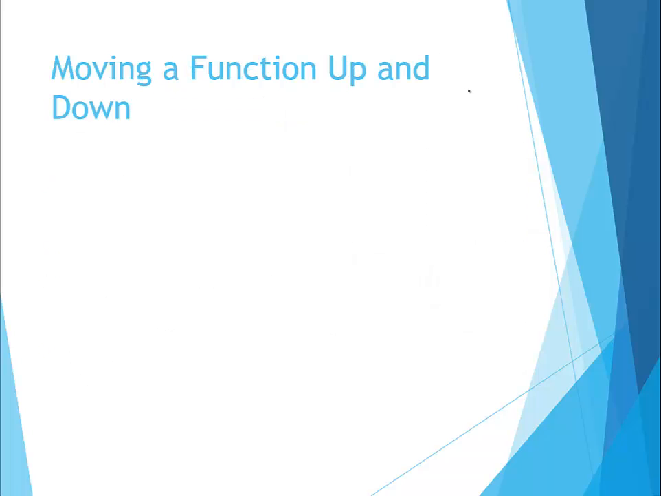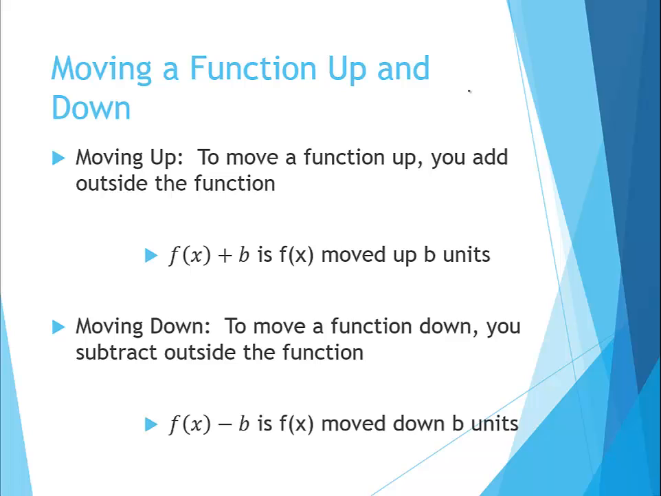Okay, so moving a function up and down. Moving up, to move a function up, you add outside the function. F of x plus b is f of x moved up b units. Moving down, to move a function down, you subtract outside the function. F of x minus b is f of x moved down b units.